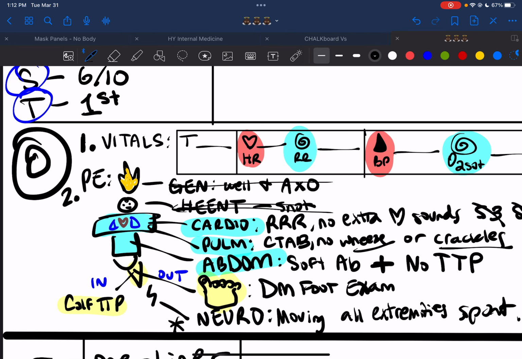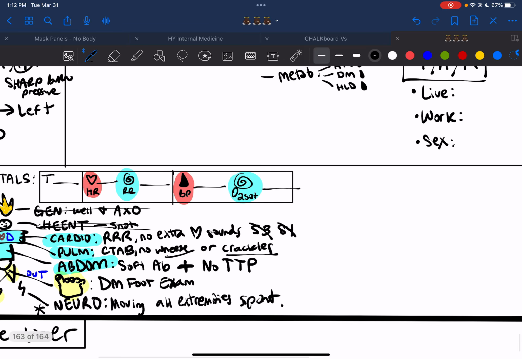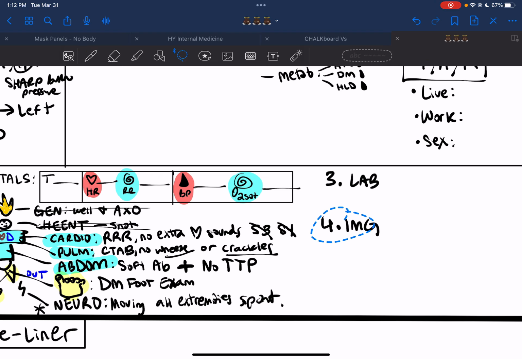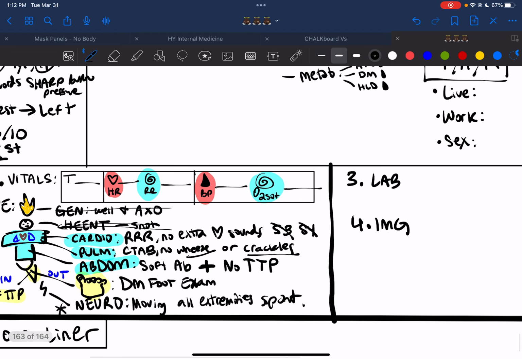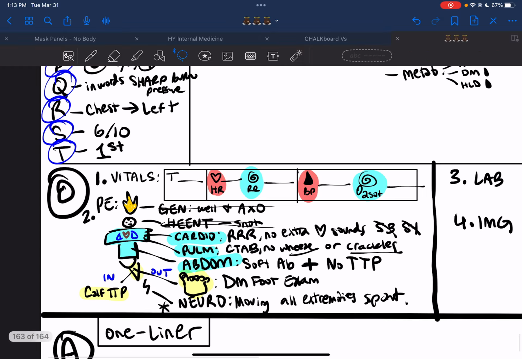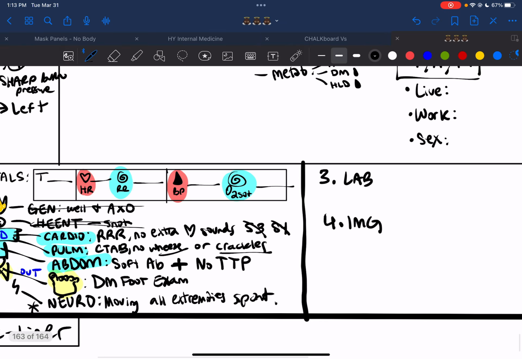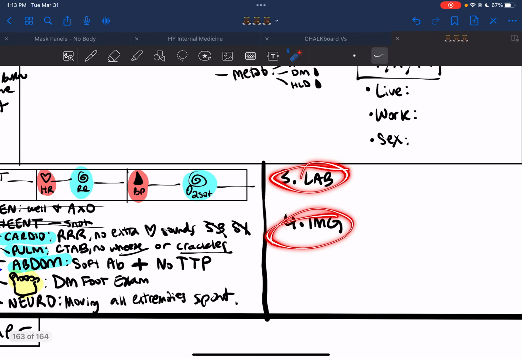What else is there to the objective? There's labs and imaging, right? So your objective has 2 parts. It has the part that you do in the room with them, which is looking at the vitals on their TV screen, and doing your physical exam, right? Then there's the part that you get from the computer before you even see the patient. And that's the labs and imaging.